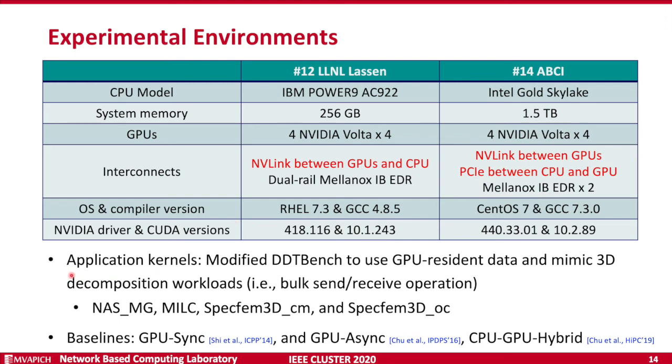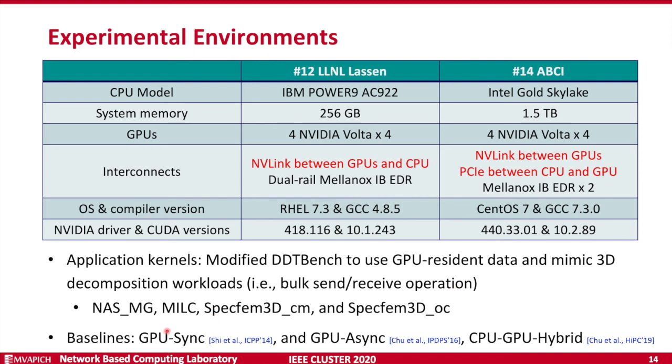In this paper, we use very common application kernels. We modify the DT benchmark to use GPU, and we also mimic 3D decomposition workloads like the bulk send-receive operations, similar to many applications you can see in the HPC world. Here we use different real-world workload patterns like NAS, MILC, SpecFEM3D, COMB, and others. You can look at the paper and also at the DT benchmark for more information.